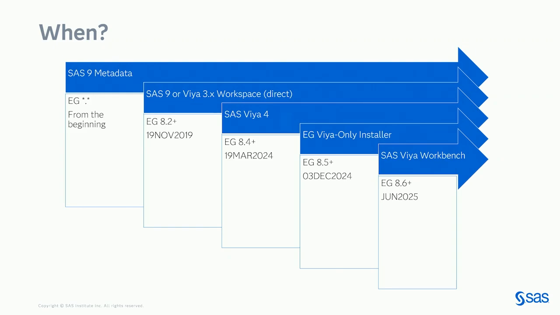It is missing the V9 pieces, integration technologies, the SAS OLEDB data providers, to connect to SAS 9 servers. But if you're using it for VIA only or for Workbench, it is freely downloadable on the support site. There are some license requirements, which I'll get into in a little bit more detail. And you'll notice support for VIA Workbench is coming in 8.6 in June, next month. So it's right around the corner.